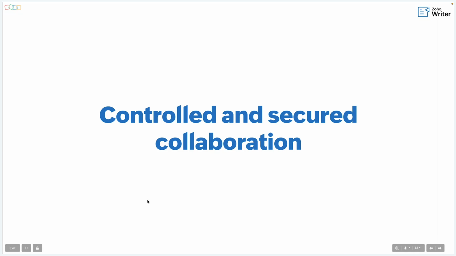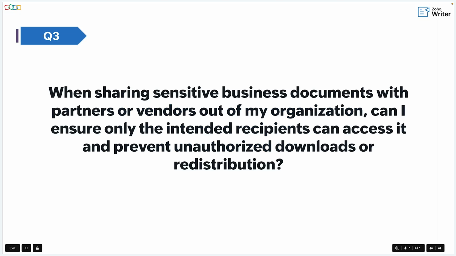Let me now ask you something that many of our customers ask us. When sharing sensitive business documents with external partners or vendors, how can we make sure only the intended person accesses the document and that it doesn't get misused? That's a very real concern. We also saw that many people voted for losing visibility because in traditional workflows, once you email a document as an attachment, you have no control over what happens next. It can be downloaded, copied, or even forwarded to someone else without your knowledge.